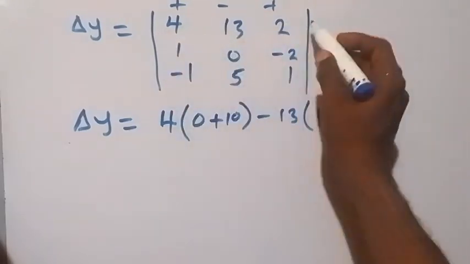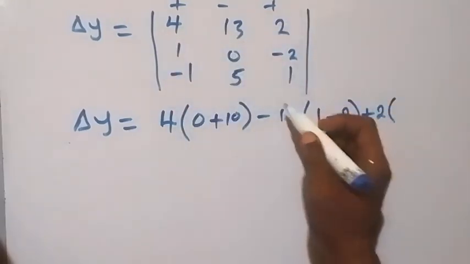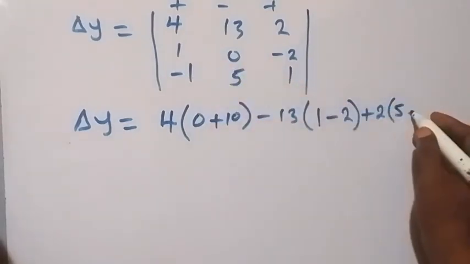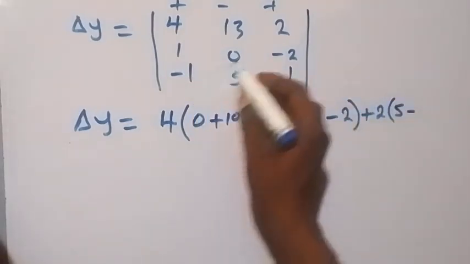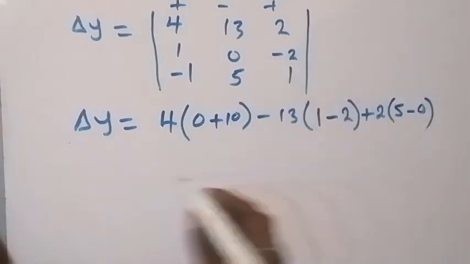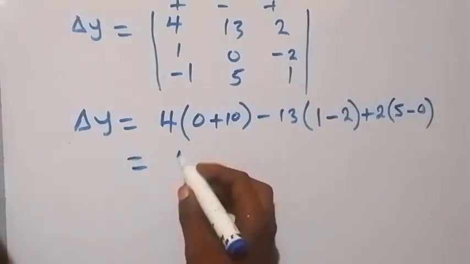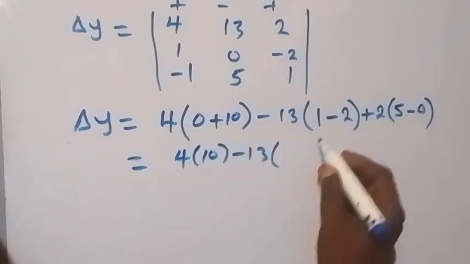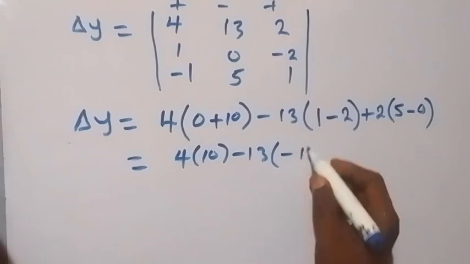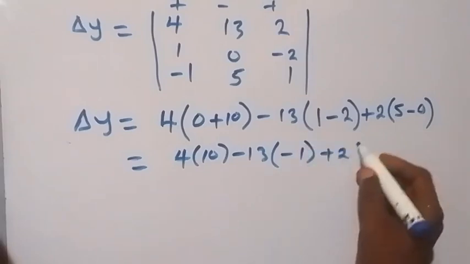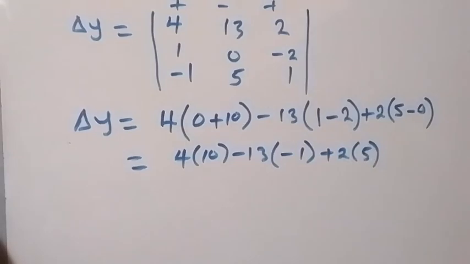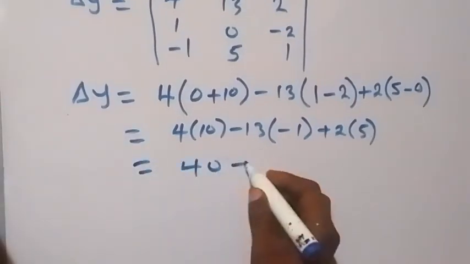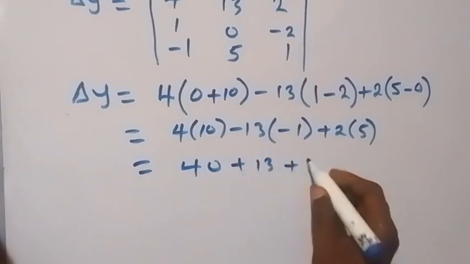Also, cancel everything on that row and this column. We're left with this 2 by 2 matrix. That's 1 times 5, that's 5. Then minus 1 times 0, that's 0. So this gives us now 4 times 10. Then minus 13 into bracket. Here we have minus 1. Then plus 2 into bracket 5. And from here, this gives us 40. Then plus 13 plus 10.